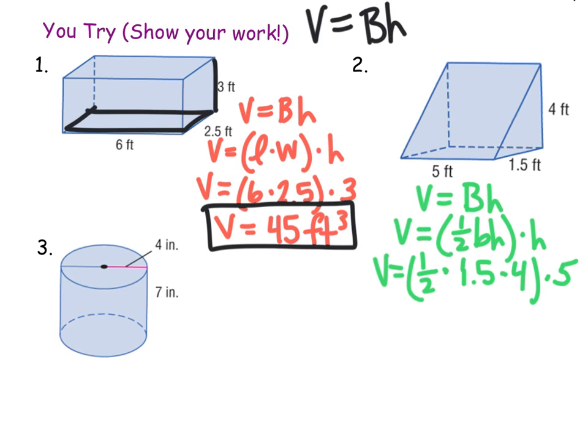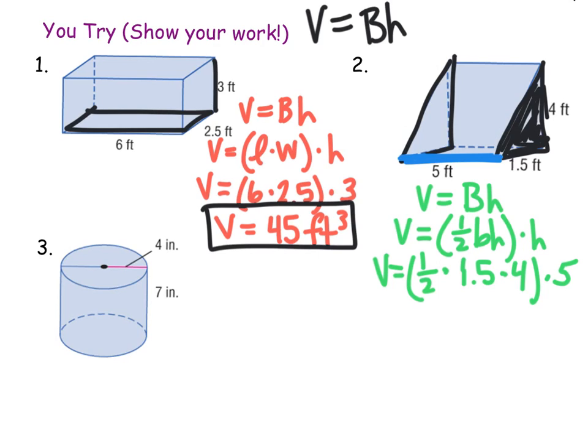All right, now number 2 can look slightly confusing because if you notice the triangular prism is actually on its side. However, the bases are still the 2 triangles that are on the ends. So when we say find the area of the base, you are finding the area of this triangle, which is 1/2 base times height. So in my formula, I have 1/2 of the base times the height, which is 1/2 of 1.5 times 4. And then times the height of the prism. The height of the prism is really just the distance between the two bases, which would be 5.